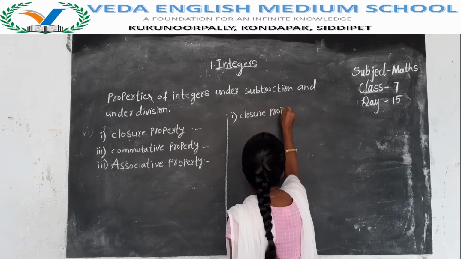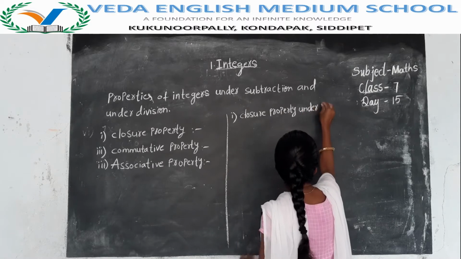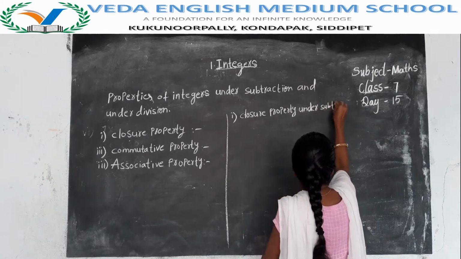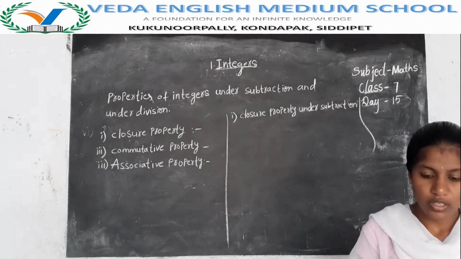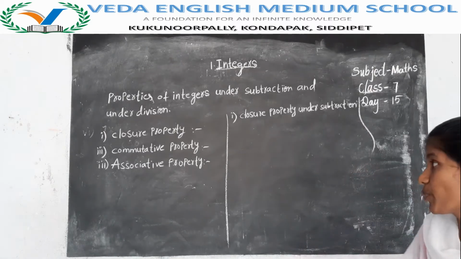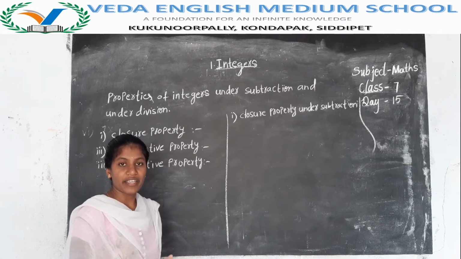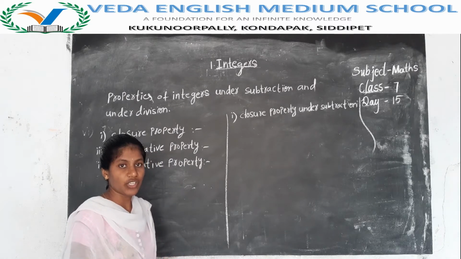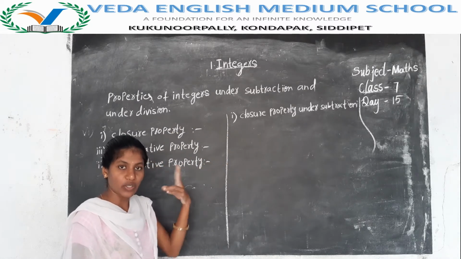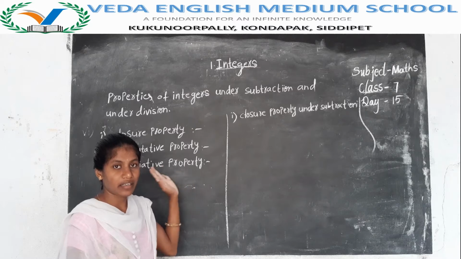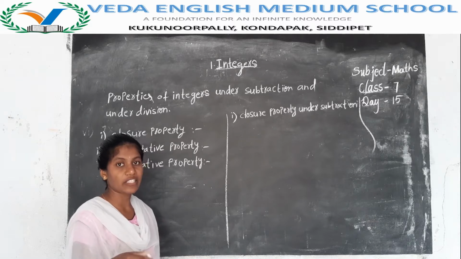Closure property under subtraction. Closure property under addition means, if you add any two integers, the sum is an integer. Here we are learning about subtraction, so you have to say subtraction. If you subtract any two integers, the answer in subtraction is called the difference, so their difference is also an integer.